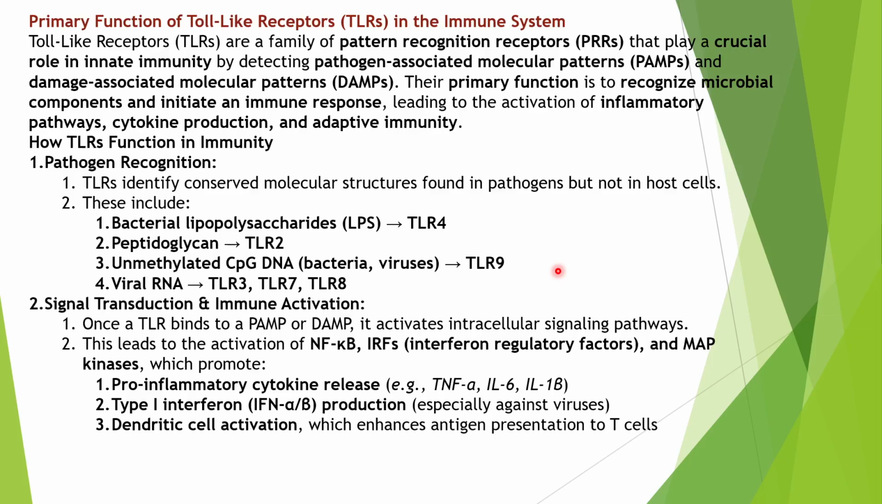Okay, so the next topic is the primary function of TLRs, that is the toll-like receptors in the immune system. Toll-like receptors are a family of pattern recognition receptors, PRRs, that play a crucial role in innate immunity by detecting pathogen associated molecular patterns, PAMPs, and DAMPs, that is damage associated molecular patterns. Both of these patterns are detected by your pattern recognition receptors, and these pattern recognition receptors include your TLRs. This is how you should remember it.